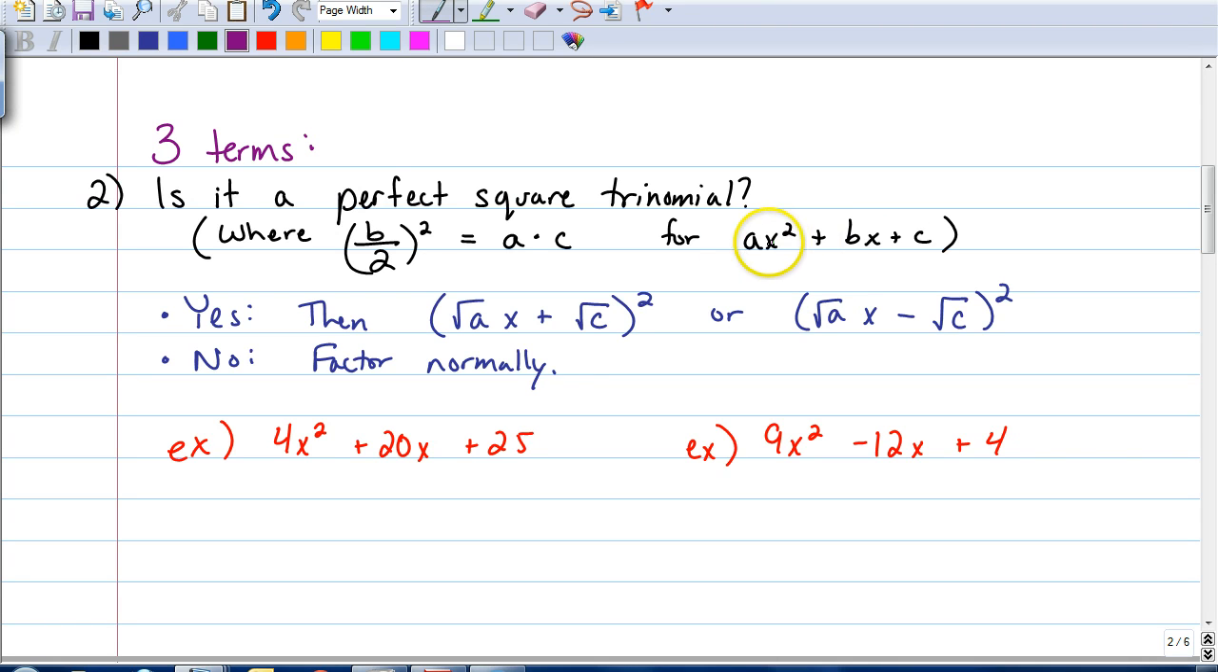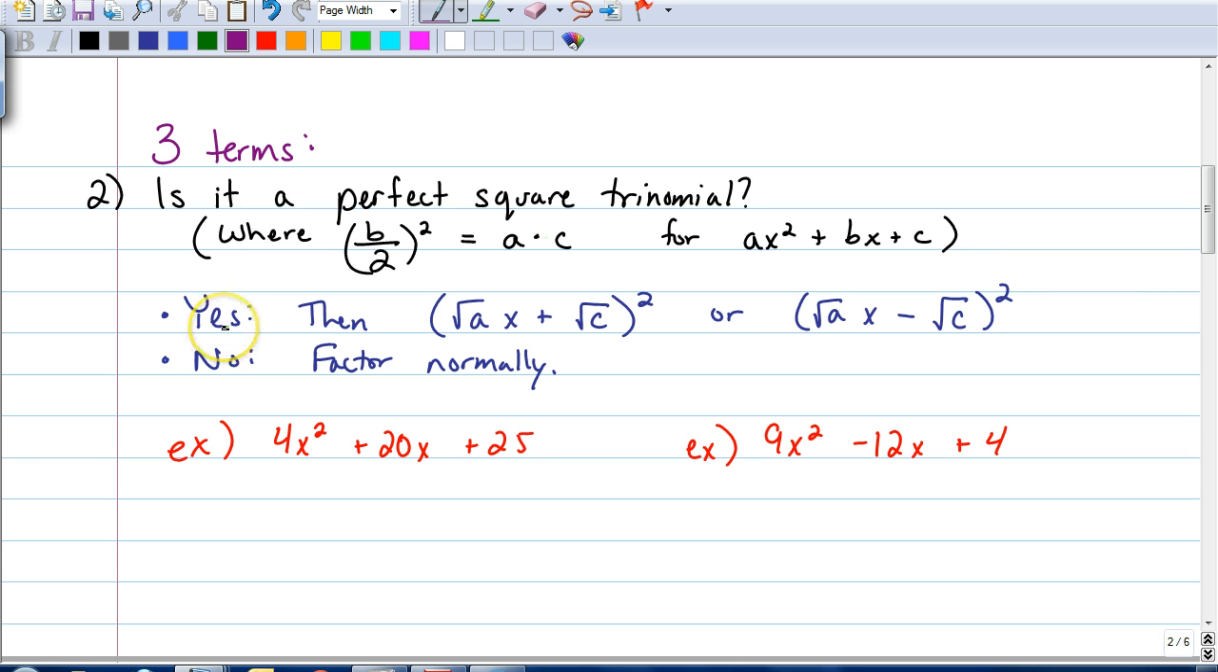If we have something in the form ax squared plus bx plus c, my a is the coefficient for the x squared, the b is the coefficient for the x, and the c is my constant. So if I take half of b and square it, and I get the same answer as a times c, that means it's a perfect square trinomial.